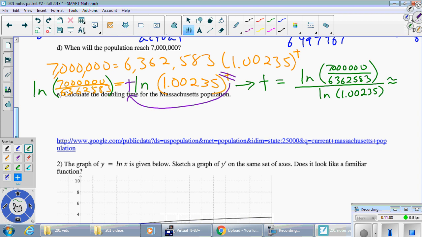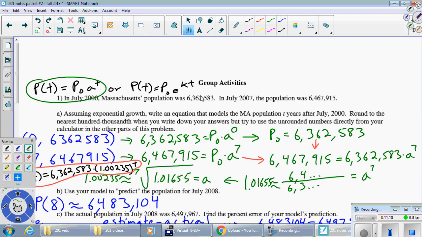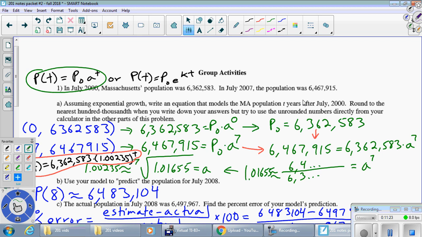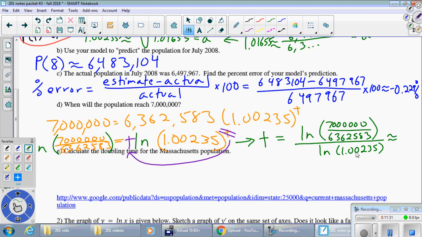Okay, and so we'll get a decimal here. But again, lots of numbers there, so if I can just remember which ones are which, then I can type this in very easily. Okay, so we called the first population number A, and that one is right there. So we're going to divide by A. The second population number was B. I don't need that one, but I'm pretty sure that means that we called this 1.00235 C. And so we're going to divide by ln of C.